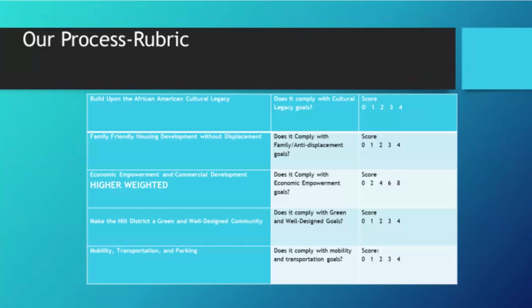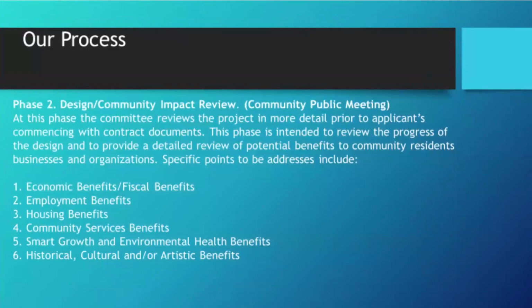And this is an example of our rubric, which is what we use to assess the project. Next slide. And again, our phase 2 is to do a design community impact review, which we would then conduct a community public meeting. Next slide.